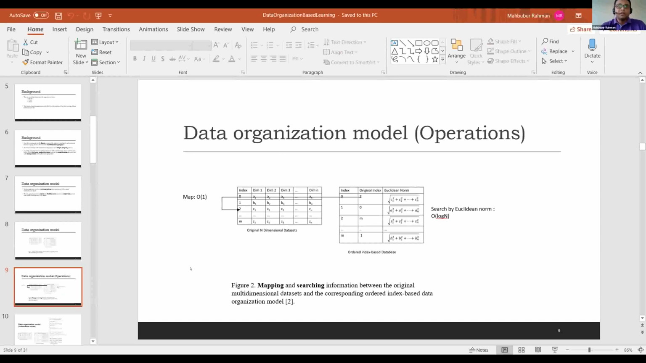One of the features is the operations in this data organization model. We can map to the original multidimensional data from the ordered database in constant time, since it keeps the original index position. Also, any search by the Euclidean norm can be done on a logarithmic scale. So this type of enhanced database operation can be provided by this ordered index-based database.